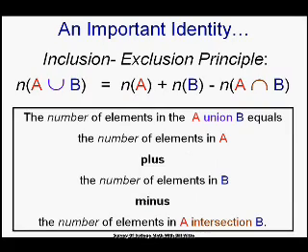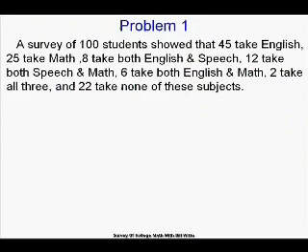Once again, the number of elements in A union B will always equal the number of elements in A plus the number of elements in B minus the number of elements in A intersection B. I kind of got a feel for that because when we added 2 things together, we didn't want to count the intersection twice. So if I add the 2, I'd have to subtract the intersection. Otherwise, I would have counted it twice. Anyway, how are we going to use this? Allow me to demonstrate.